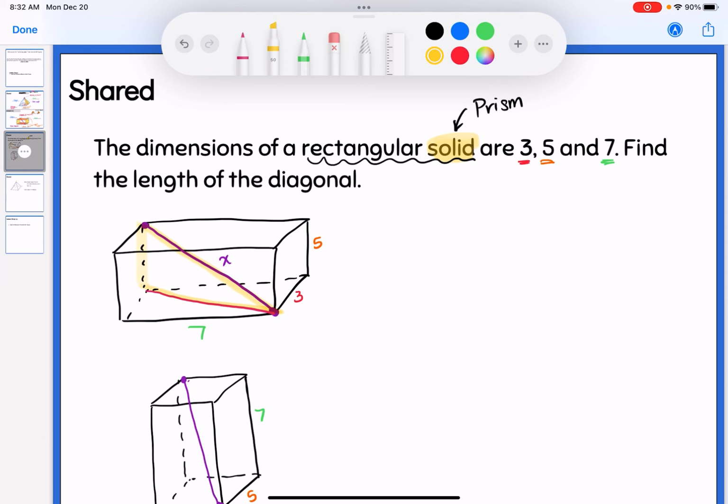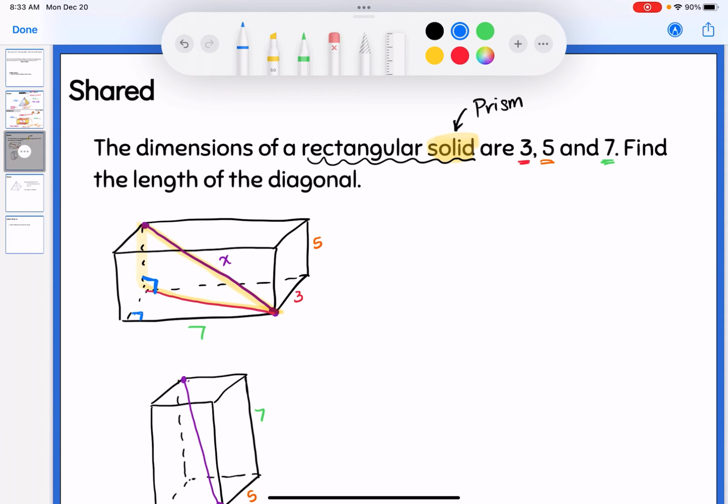Now, how do I know that it's a right triangle? This is a rectangular prism, right? So I have right angles in all of those corners. So I have a right angle here, right? The base is a rectangle, so I know that I have a right angle there, one up here, one down here, technically, right? All 4 of those are right angles on the base. But I also know that it's standing straight up and down because these would be rectangles as well, right? So I do have a right angle right here.